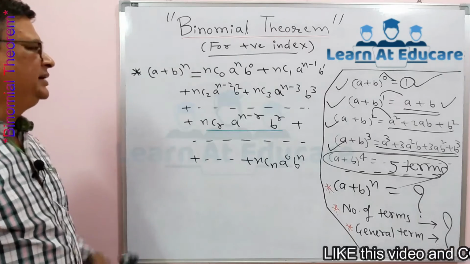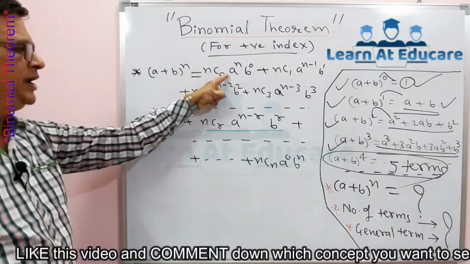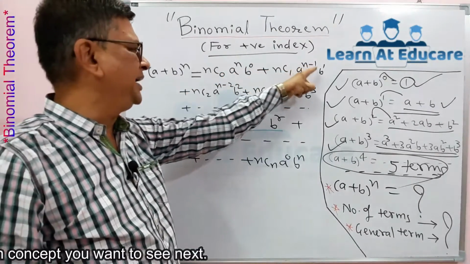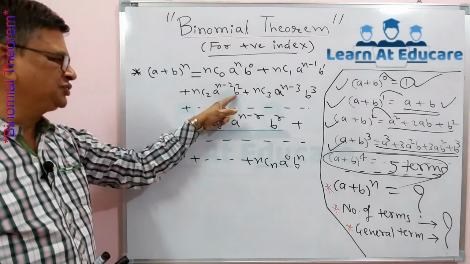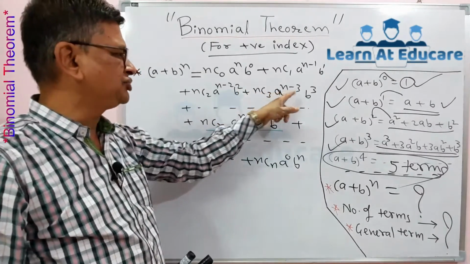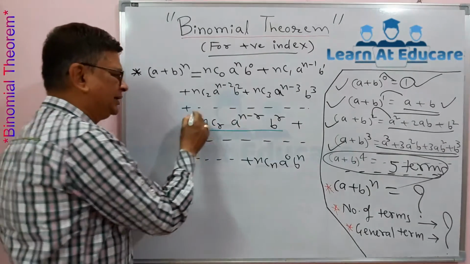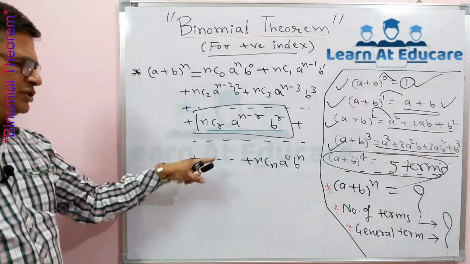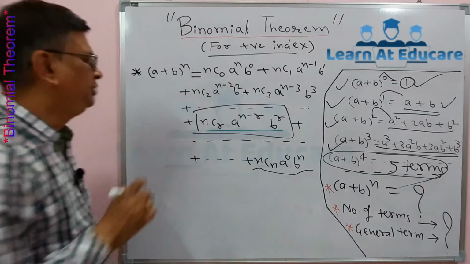How is it given? It is given by this formula: nC0 a raised to n b raised to 0 plus nC1 into a raised to n minus 1 b raised to 1 plus nC2 a raised to n minus 2 b square plus nC3 a raised to n minus 3 b raised to 3, and so on. The general term is nCr into a raised to n minus r b raised to r, plus and so on, plus the last term will be nCn a raised to 0 b raised to n.